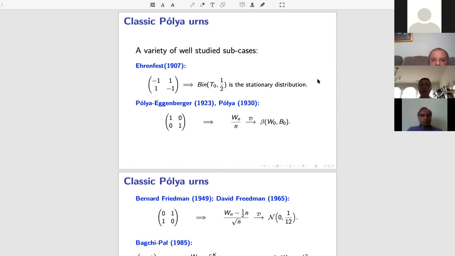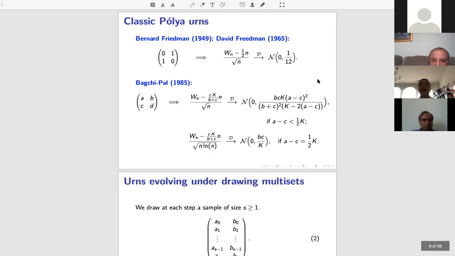This is a parameter in the distribution. And we have the Pólya-Eggenberger urn, where the Y proportion converges in distribution to a continuous beta limit. In this distribution, we also have the initial composition as the parameters. And we have the Friedman urn and the Bagchi-Pal urn, where, under some regularity conditions, we have a normal distribution as the limiting distribution.